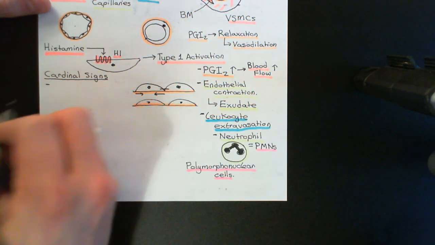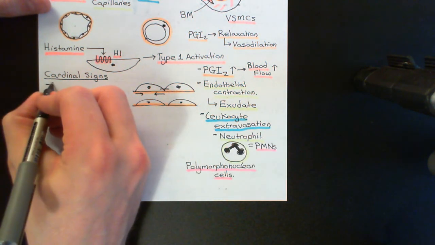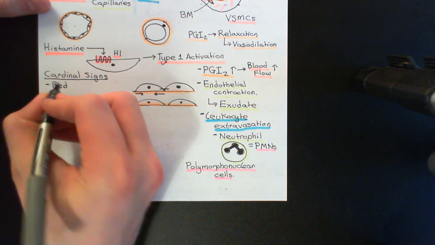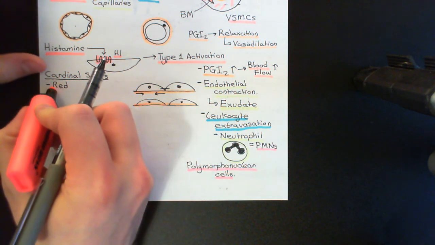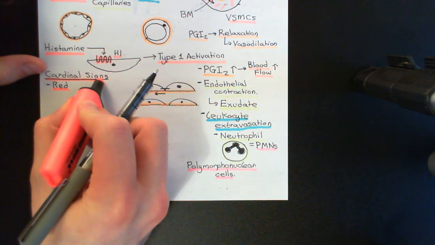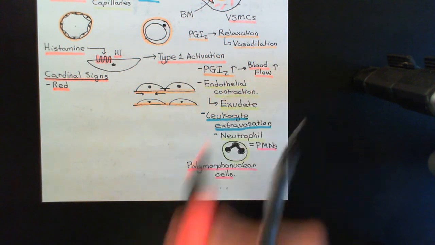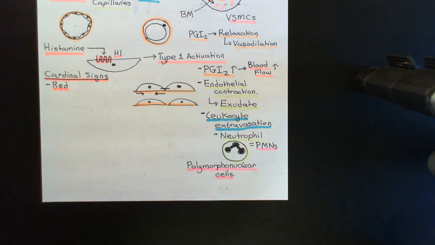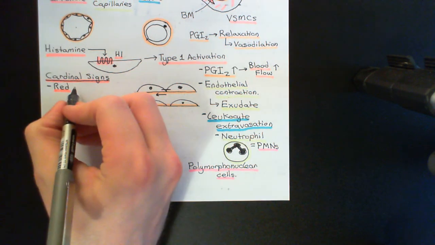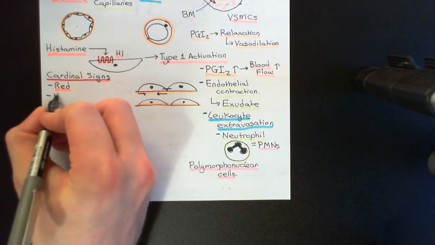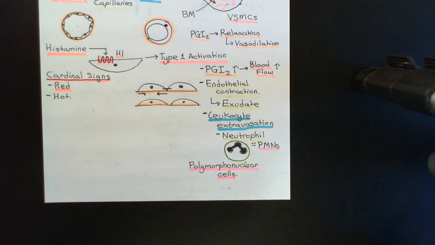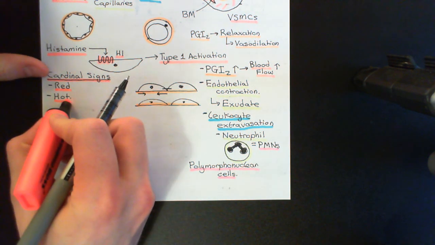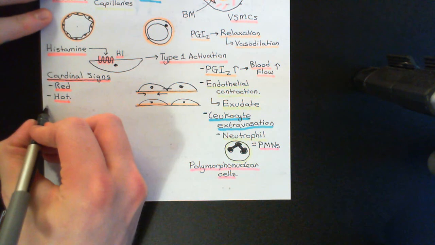So the main cardinal signs of inflammation in an area are the area becomes red, and we can understand most of these cardinal signs just from looking at type 1 activation here. So why will the area that is undergoing the acute inflammatory response become red? Well, we have increased blood flow to that area. Blood is red, so that's why the area will become red in response to the acute inflammatory response. The area will also become hot. Again, we can understand that blood is very warm, so if you've got an inflamed area of skin, for instance, that area will become red and it will become warm as well. So red and hot. Then the area will also be swollen.